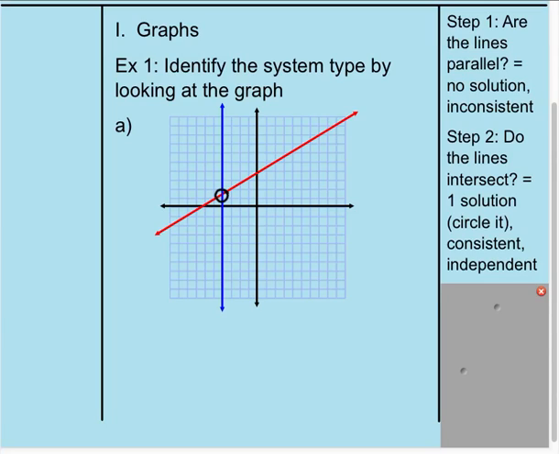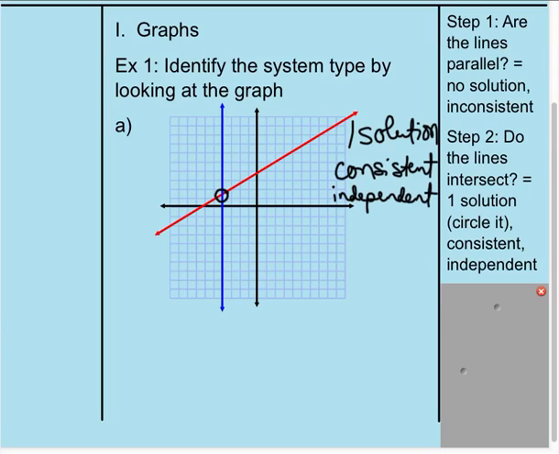That is the one solution to the system. So the system has one solution. And because it has one solution, it is consistent. Consistent, remember, means the system has a solution. And then this is an independent system because it's only one solution.